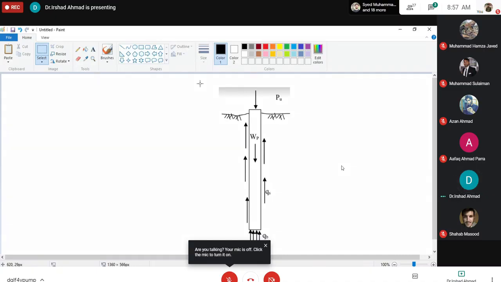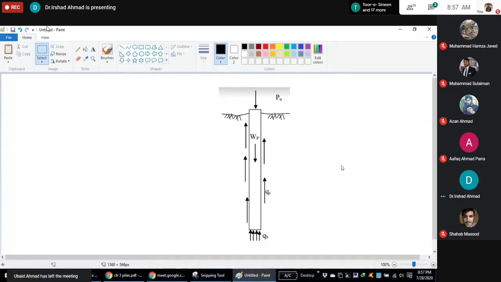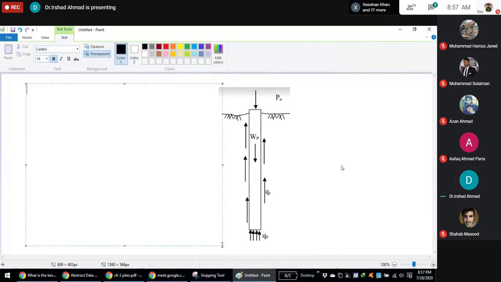So if you want to write an equilibrium equation, PU plus WP would be equal to QS into AS. QS is the skin resistance, AS is the area on which it is acting, QB is the end bearing resistance, AB is the area on which it is acting, right? So this is the equation that you can use to find PU.